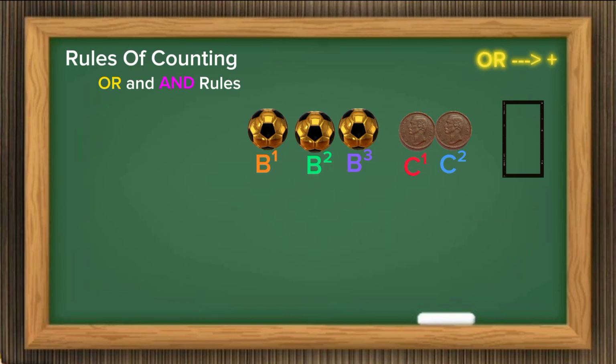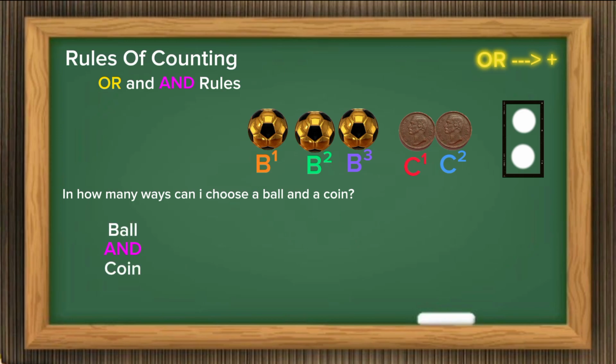Suppose now I want to place 2 items in my box. In how many ways can I choose one ball and one coin? As I want one ball and one coin, to choose one ball, I can choose again B1 or B2 or B3. And OR means addition, so I have 3 possible ways for balls. Similarly, for coins, I can choose C1 or C2. And OR means addition, so I have 2 possibilities.